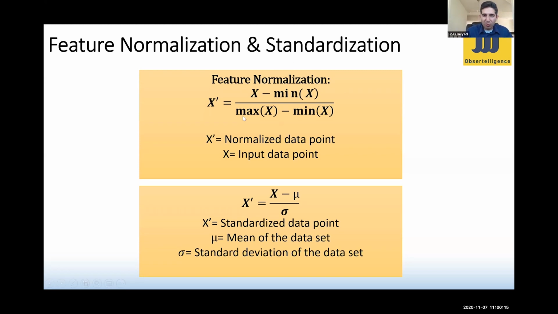That's called feature normalization. Feature standardization is simply x minus the mean of that data set, the average of that data set, divided by the standard deviation of that column that you're trying to standardize. So as I said, some algorithms require normalization, some require standardization, and some algorithms require neither normalization nor standardization.